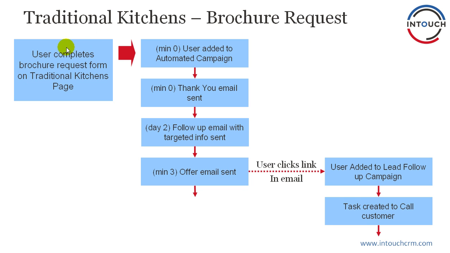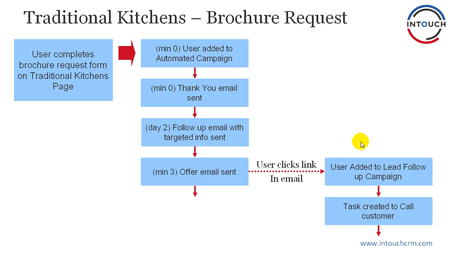To start with, the user will complete the form on the traditional kitchens page. This then adds them to an automated campaign. A thank you email is then triggered, another follow-up email is sent 2 days later, and then we have an offer email that has within it a link that triggers an action. When somebody clicks on a link in the offer email, that adds them to another campaign, which then has further tasks associated with it.